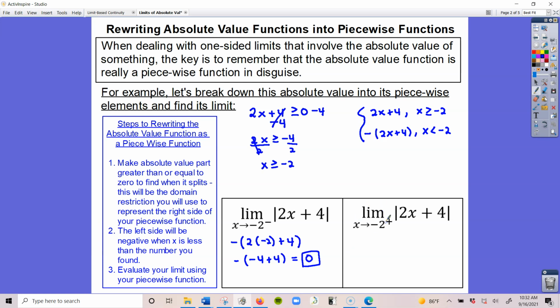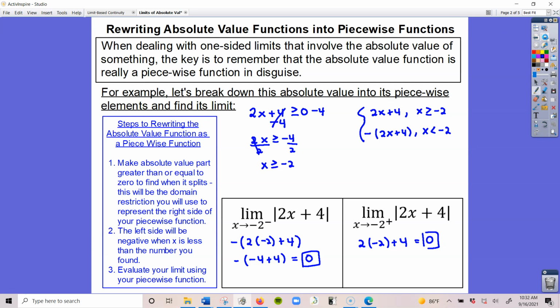Then we do it from the right. The limit as x approaches negative 2 from the right side, we plug it in, and because this is the right, we use the top one. So this would be 2 times negative 2 plus 4, which also gives me 0. If I was asking for the general limit, they both equal 0, so we would say that the general limit as x approaches negative 2 equals 0.